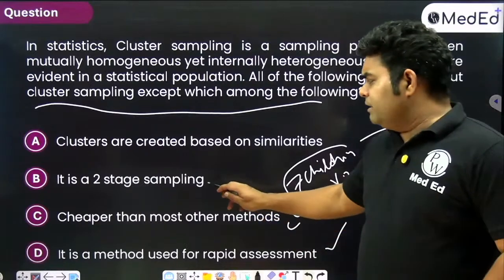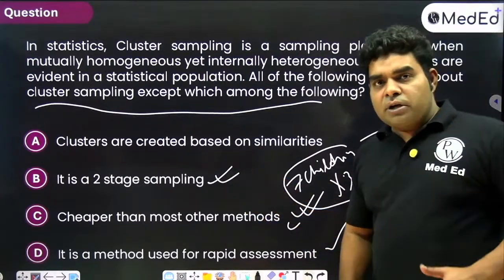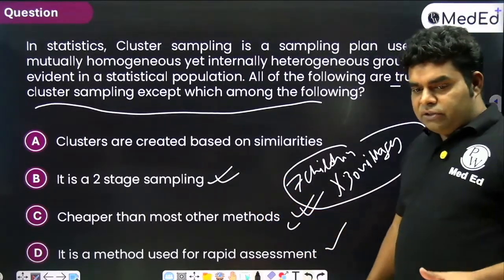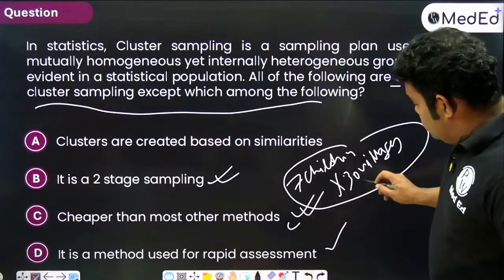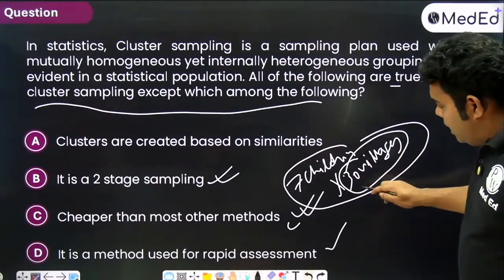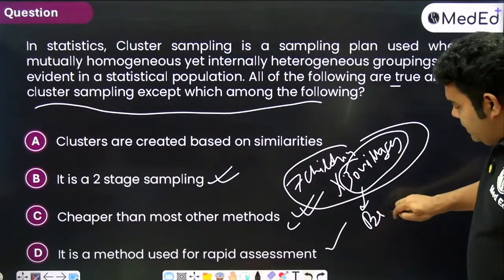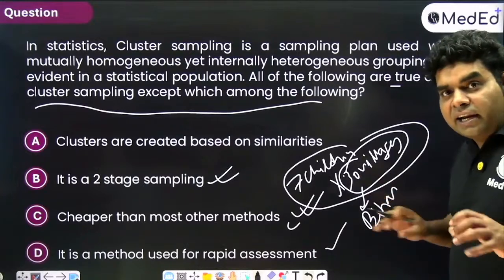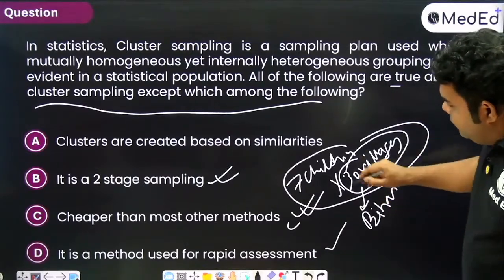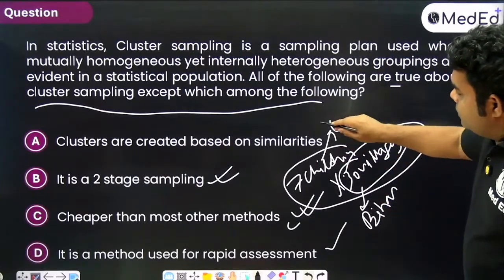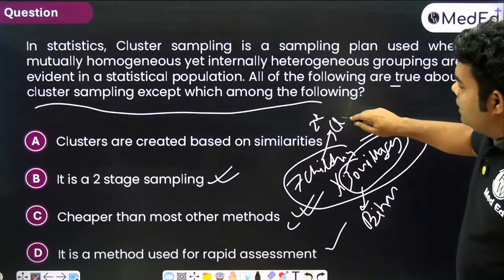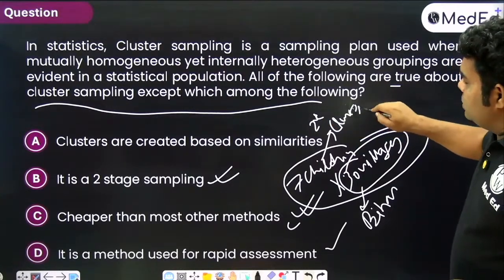This is also correct. Because in cluster sampling, we first choose 30 villages from Bihar. So this is the first cluster. A village is a cluster. Then from these 30 villages, I am choosing 7 children. So this is the second time I am choosing a cluster. From the village, I am choosing a cluster of 7 children.